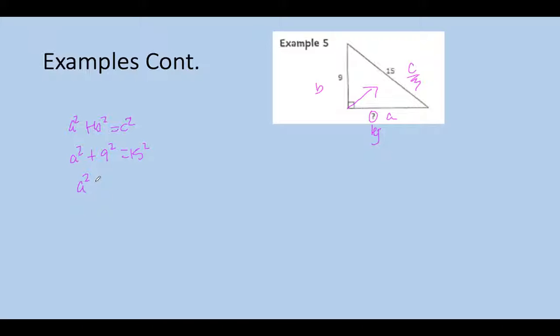Following our order of operations, we do 9 squared, which is 81, equals 15 squared, which is 225. Now we're adding 81 over here, and we want to get a by itself, so we do the opposite by subtracting 81 from both sides. On the fly over here, 225 minus 81 gives us 144. So that means a squared equals 144, which means that a equals 12. So our missing side is 12, and then our unit of measure would go there.